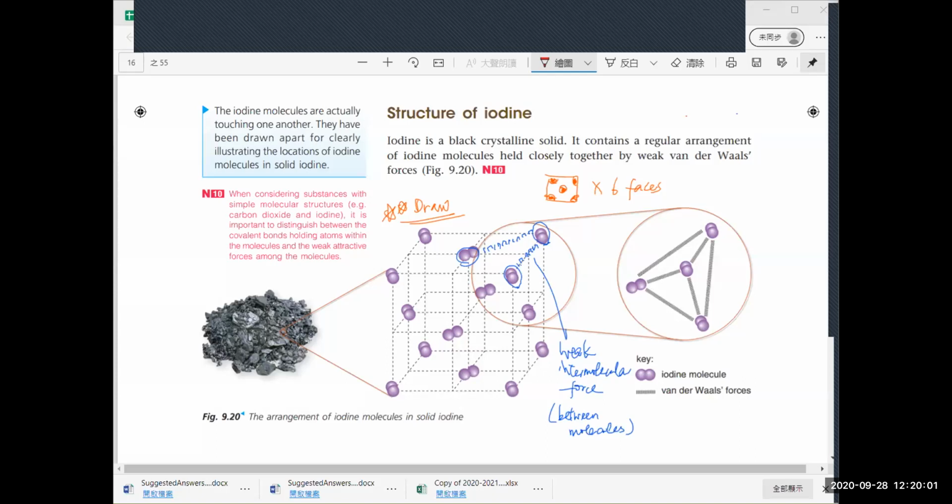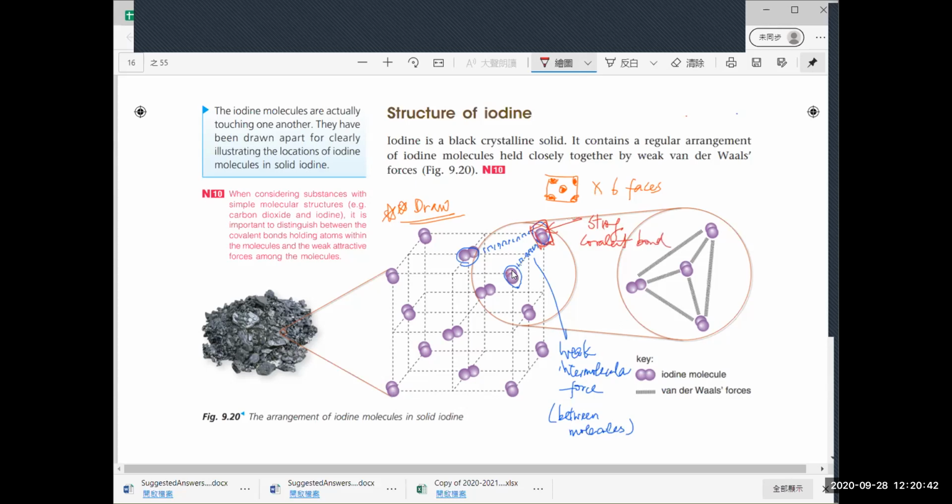The answer is between the 2 iodine atoms. We have got 1 iodine atom here, 1 iodine atom here, and we have got the bond in between, like this. Not between the molecules, but between the adjacent iodine atoms, which means the closest distance. So it is between iodine atoms within the iodine molecule. Can you get my point? So it is within the iodine molecules, and we have got the strong covalent bond.